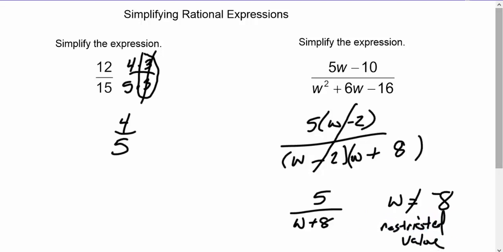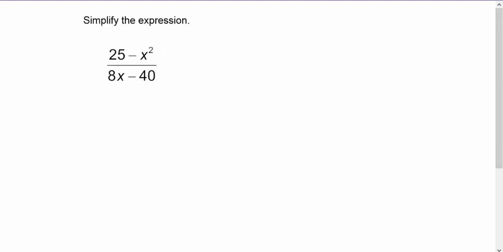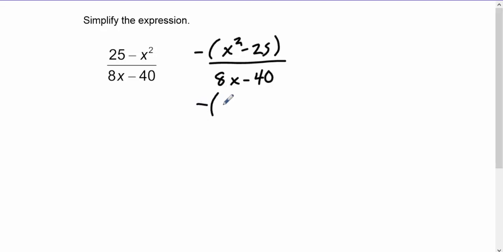All right, so let's move forward. Similar problem. Again, I would rewrite this so that my x squared term is first. However, as I've told you before, I hate having leading terms that are negative. So what I'm going to do is I'm going to factor out a negative, say that's x squared minus 25 over 8x minus 40.